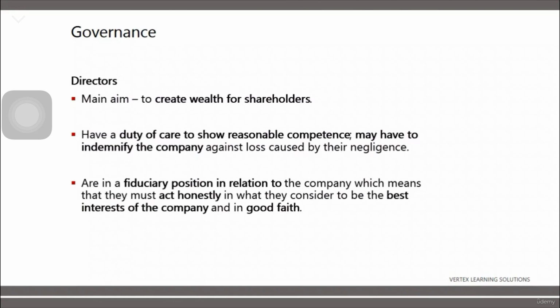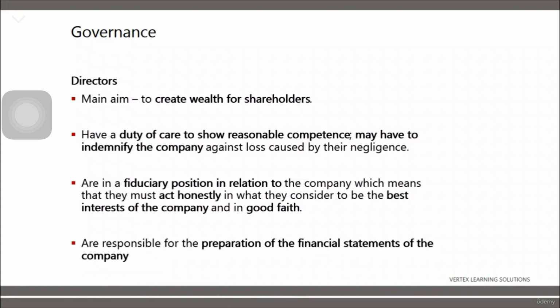And they are in a fiduciary position. Fiduciary means the legal position in relation to the company, which means that they must act honestly in what they consider to be the best interest of the company and in good faith. So again, in good faith, and they have to act honestly. And if there is any situation of conflict of interest, where the director's interest and the company's interest are in conflict with each other, the directors should give priority to the company's interest, and they have to compromise on their own personal interest.